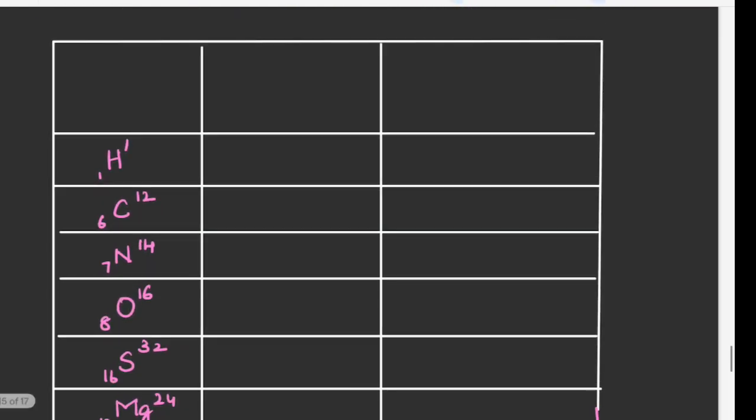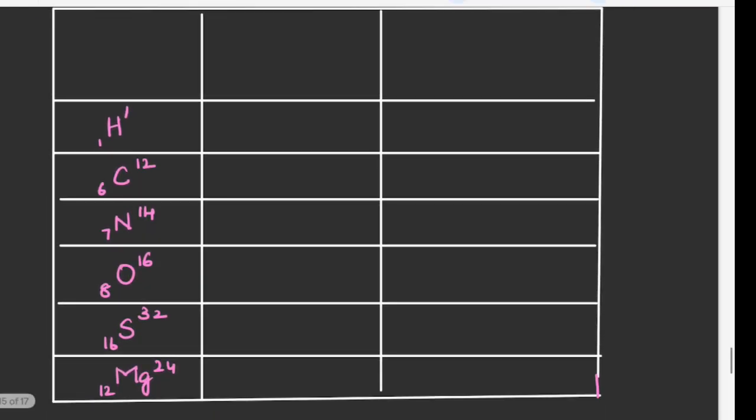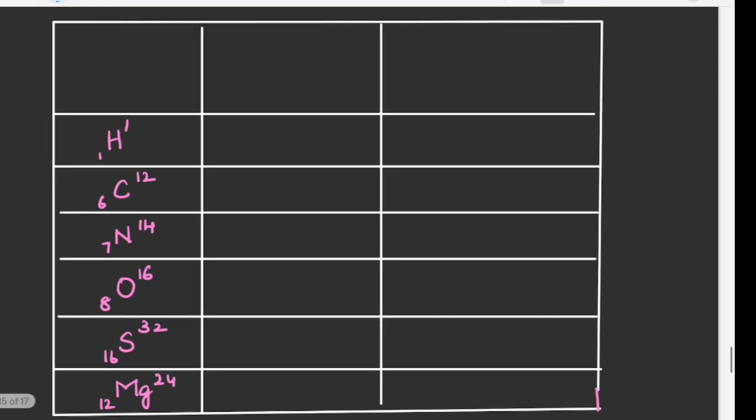In order to understand this more clearly, we are going to take some more examples so that the concept becomes very clear to you. So let us consider these examples. In the first column, I'll be taking atomic mass.